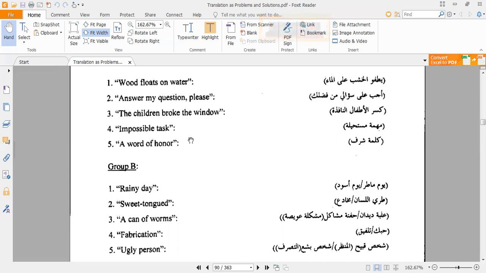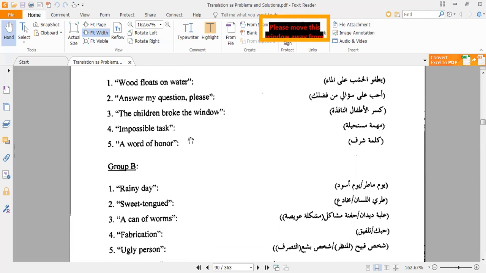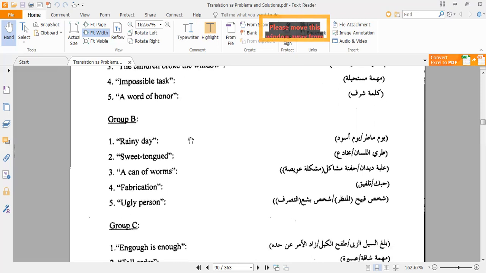The second also sentence: answer my question please, أجب عن أسئلتي من فضلك. Also this sentence is rendered literally. So the first group consists of words or sentences that can be rendered literally, and this literal rendition is correct. While in sentence B, rainy day يوم ماطر أو يوم أسود.